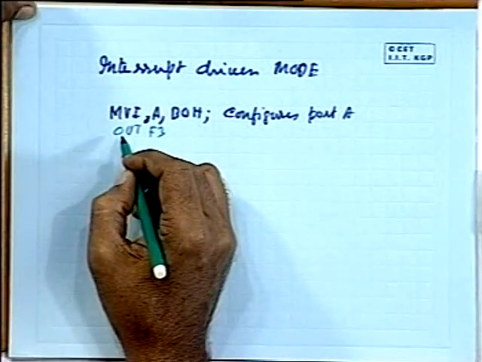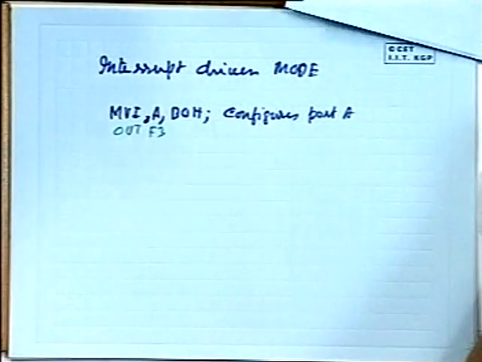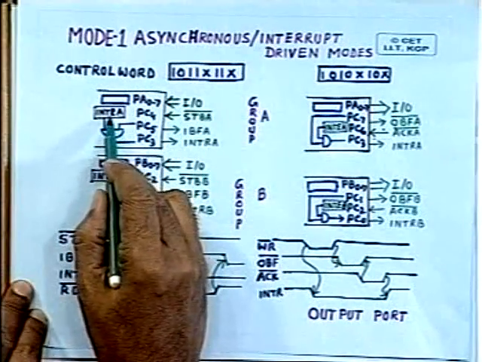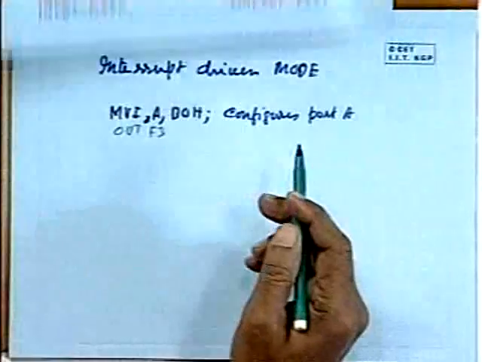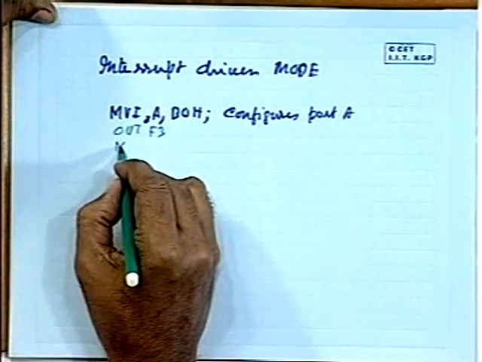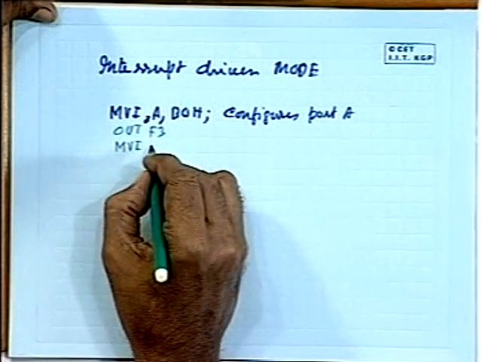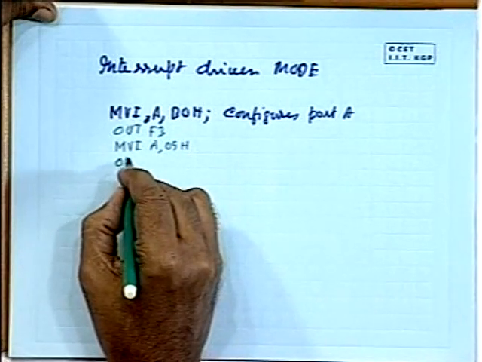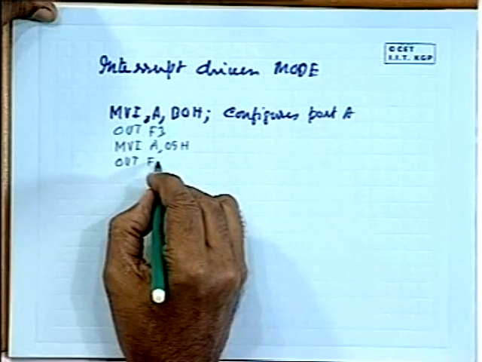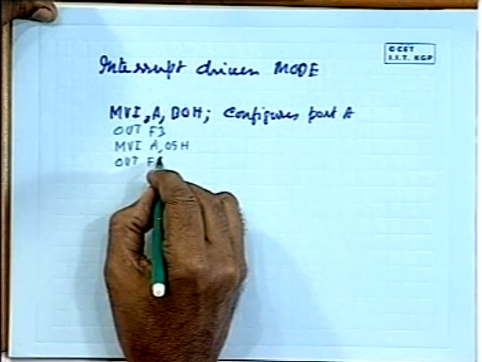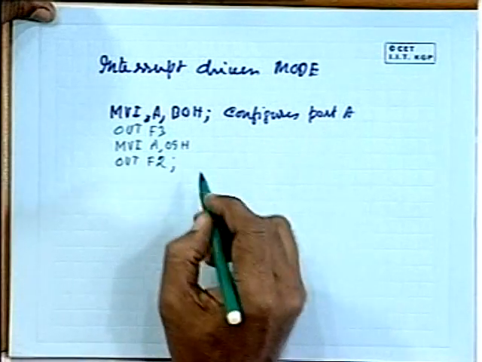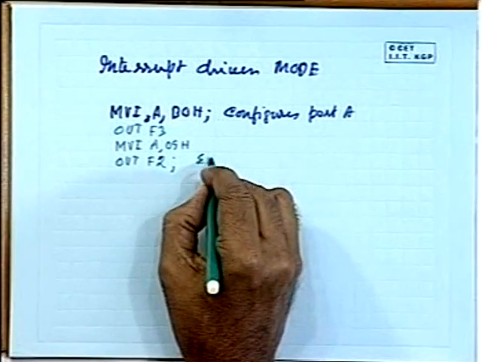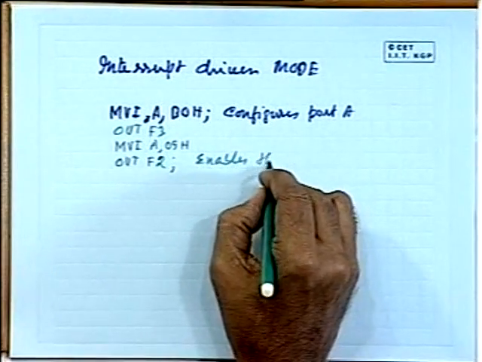And after this is done, the other operation it has to do is to enable the interrupt. To enable the interrupt, 1 has to be written into this PC4 bit. And to do that, it has to execute these two instructions, MVI A, 09H, then OUT, the corresponding port address is F2. It is connected to port C, so the address is F2. So with the help of these two instructions, it actually enables the interrupt.